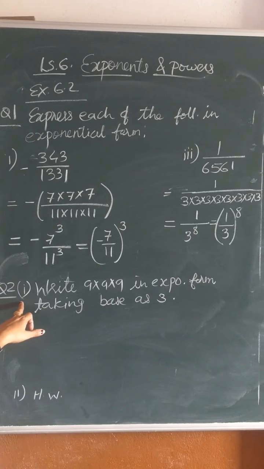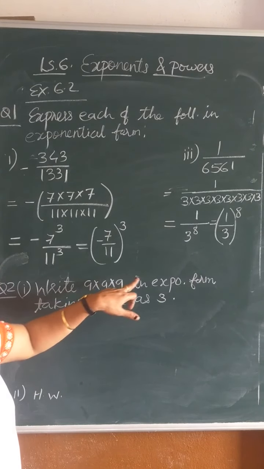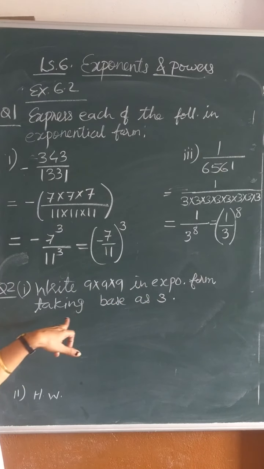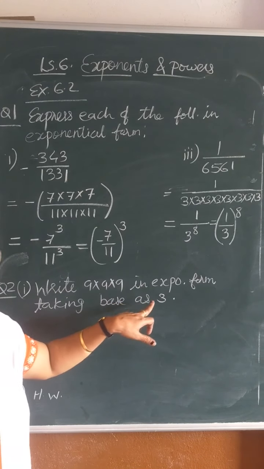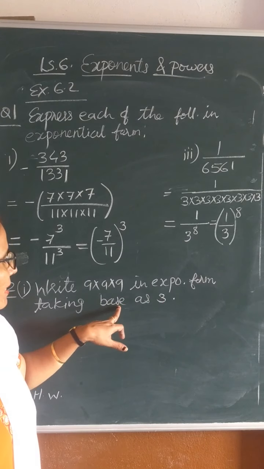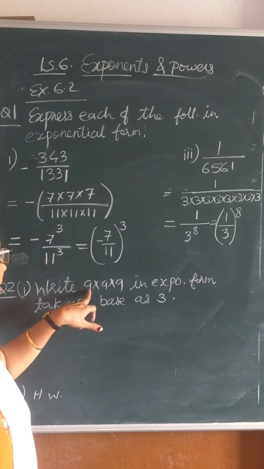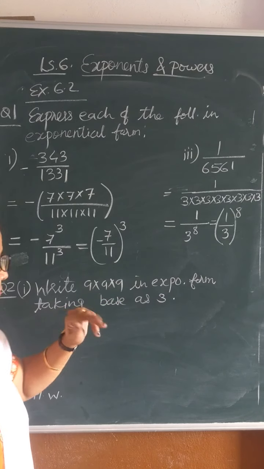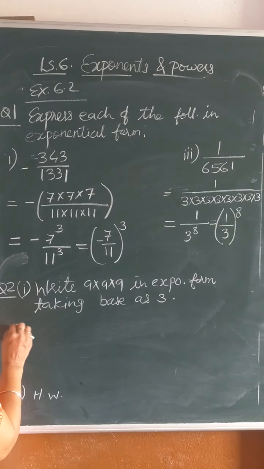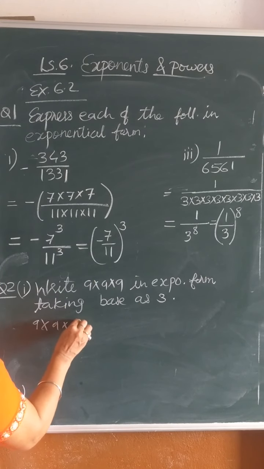The first sum. The question is: write 9 into 9 into 9 in exponential form taking base as 3. It means you have to take base as 3, and here the base is 9. We have to change this 9 into 3. So what will you do? Very easy. See, your question is 9 into 9 into 9.